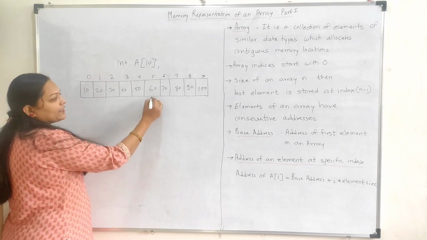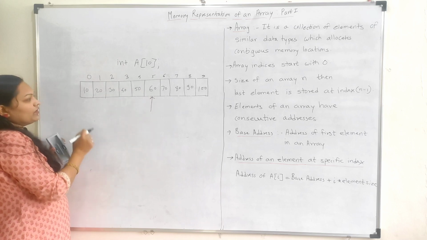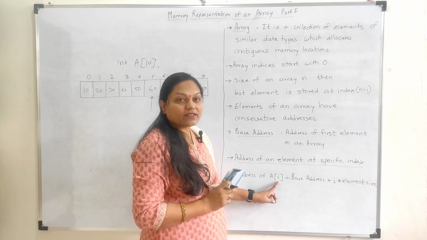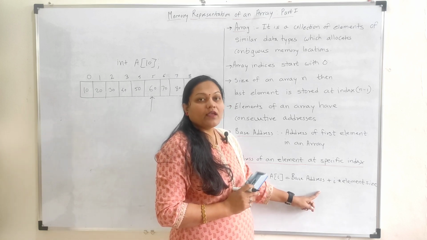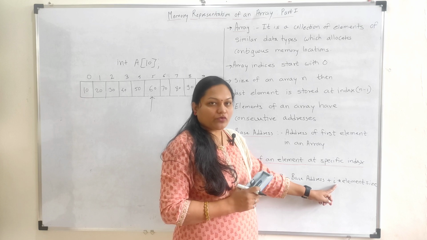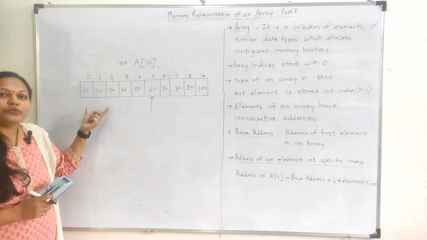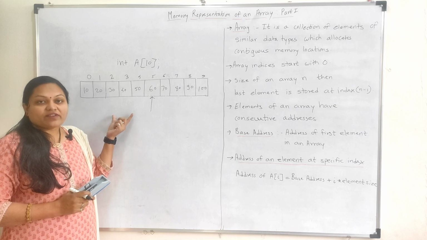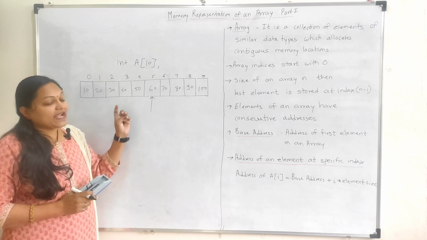Now if you want to find the address of an element in an array, how can we find it? For that we have one formula. Address of index I, the index for which we need to find the address, equals base address, the address of the first element in the array, plus I into element size. Element size means the size of the elements that you are storing in the array. In our example we are storing integer values, and to store an integer value in computer memory we require 4 bytes, so that will be the element size.